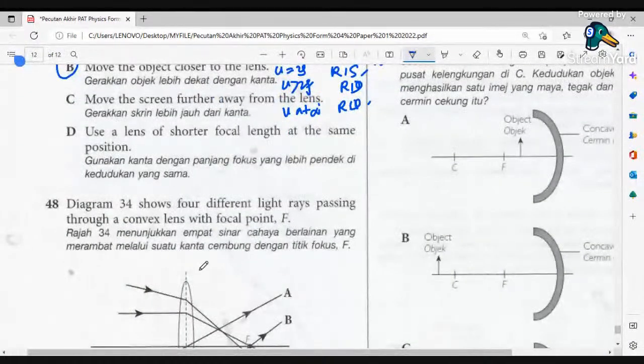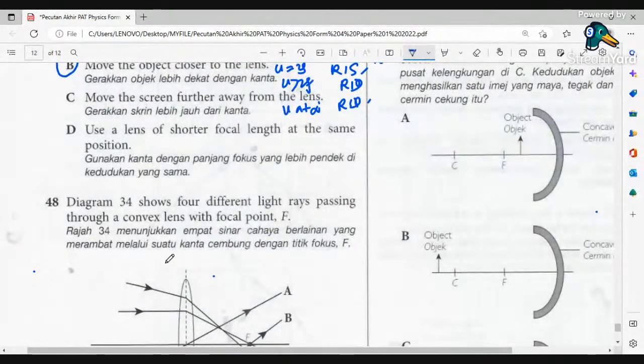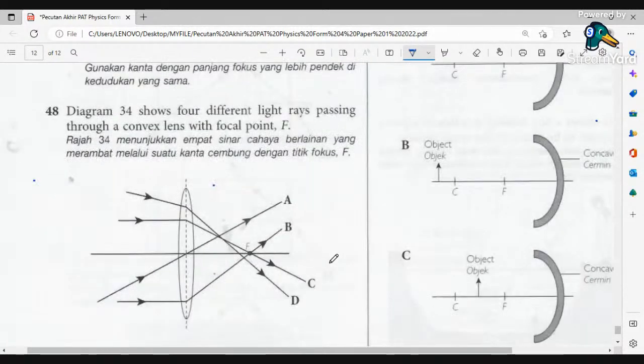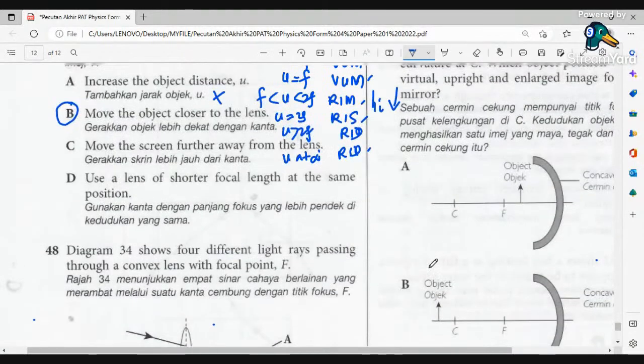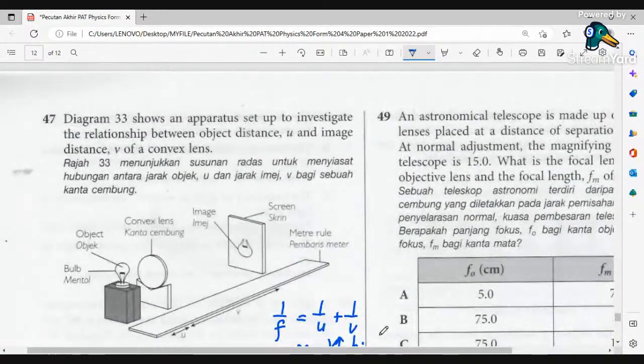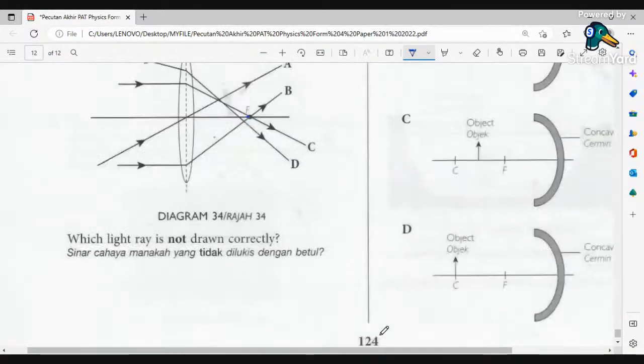(48) Dah habiskan 1-2 soalan je. Okay. 4 different light passing through convex lens, focal point F. Okay, ini focal point. Soalan. Which ray not drawn correctly?